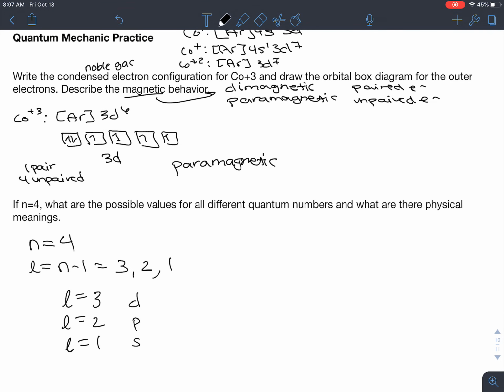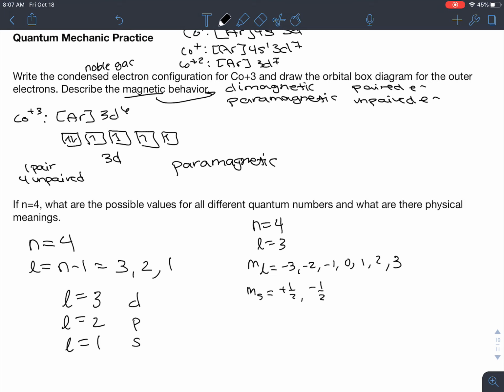If we just look at the outermost layer, I would say, okay, so when n is equal to 4, l will equal 3. m sub l will then be -3, -2, -1, 0, 1, 2, and 3. And my m sub s will be +1/2, -1/2.